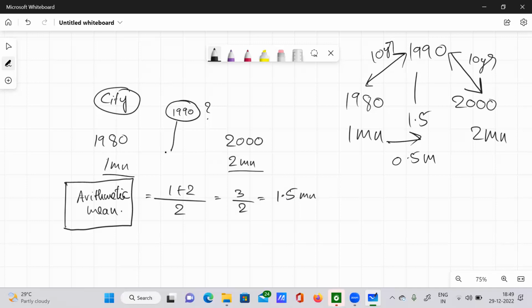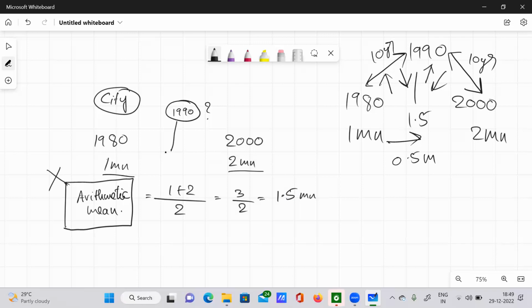Maybe it has risen in 1986, and in 1989, it may have fallen. And in some other year it could have risen, and in some other year, maybe 1995, it could have fallen. So likewise, the rate of growth may not be uniform. So I can say that the arithmetic mean is not the exact metric to find out the average rate of growth.